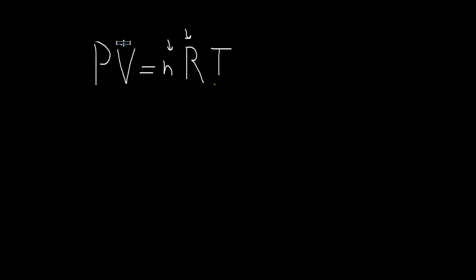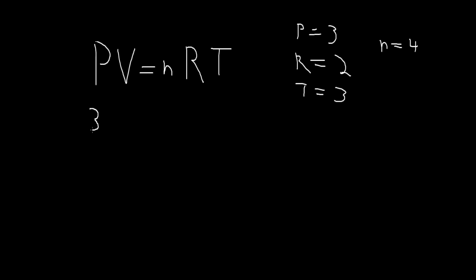You're given all but one of them, unless they give you multiple equations. And in that case, you just need to solve for however many letters you have. So let's say they give you all but one of these. Let's say they tell you that P equals 3, R equals 2, T equals 3, and N equals 4. So we're going to plug all these in. So P is 3, so we got 3 times V equals, so N is 4, times R, which is 2, times T, which is 3.